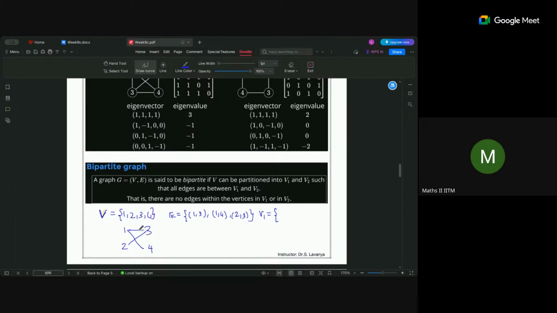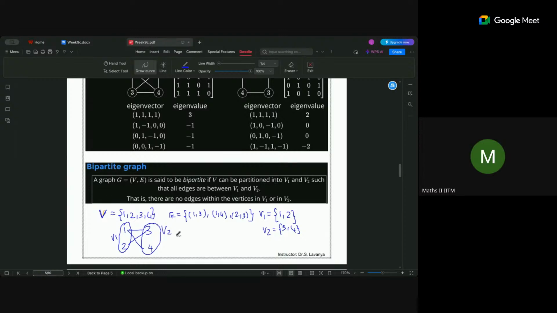So V1 is a set where there are no edges between its vertices. You see 1, 2, 3, 4, right? Between 1 and 2 there is no edge, between 3 and 4 there is no edge, and all the edges are between V1 and V2. So either from 1 to 3, or 1 to 4, or 2 to 3, and 2 to 4. So you see that this is a bipartite graph. This is your V1, this is your V2.